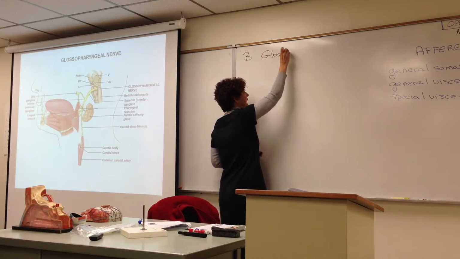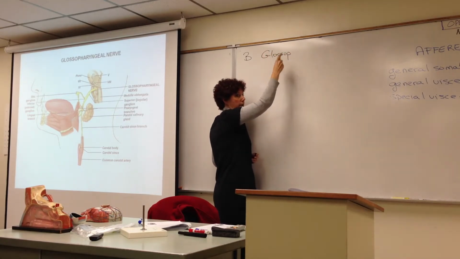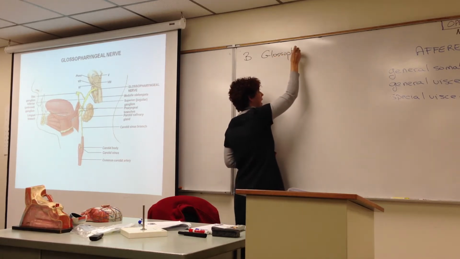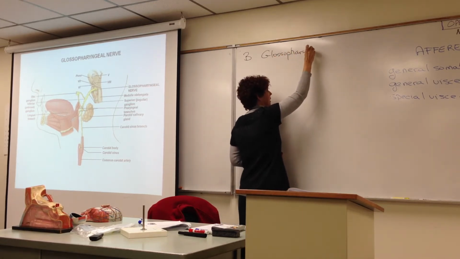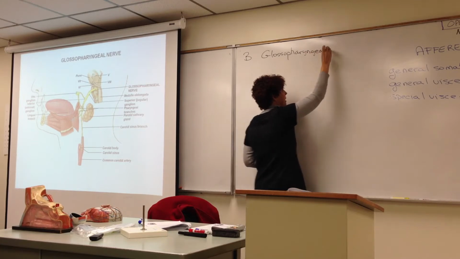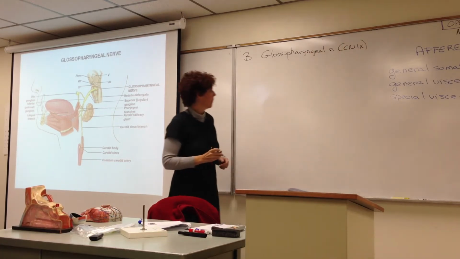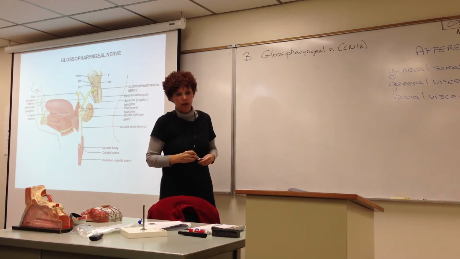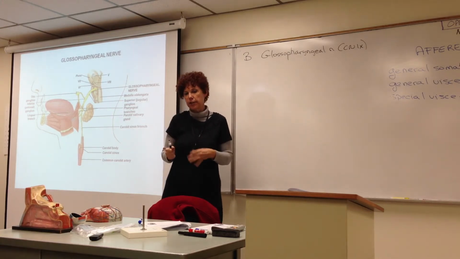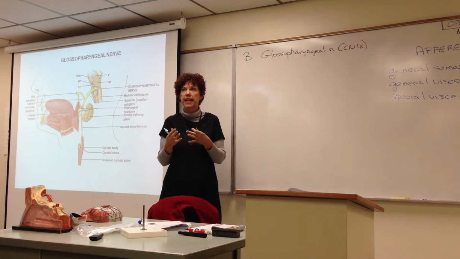You can see the word tongue in the glosso part, so we know it has something to do with the tongue. And pharyngeal, that's the throat. All right? So we have a clue, at least, with this one about its name. So it shares this first function with cranial nerve 10, the vagus nerve.